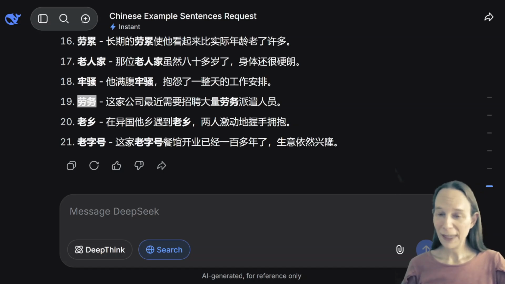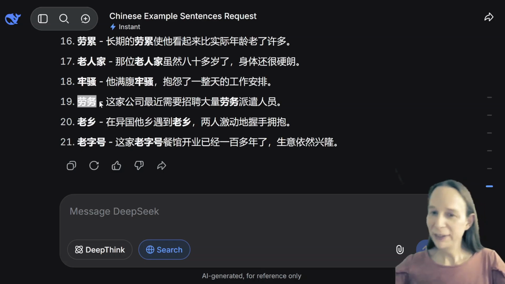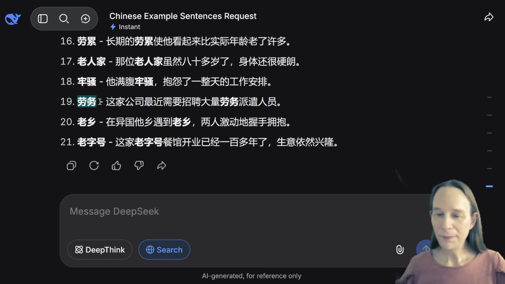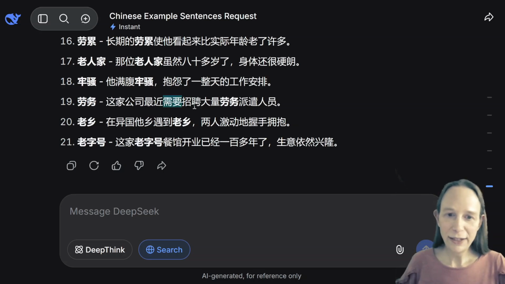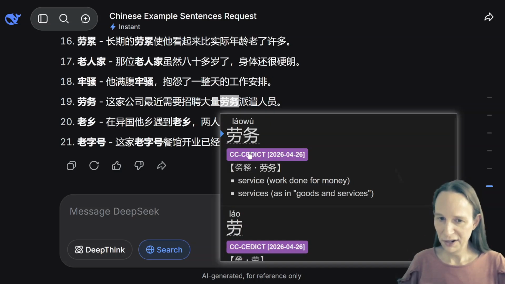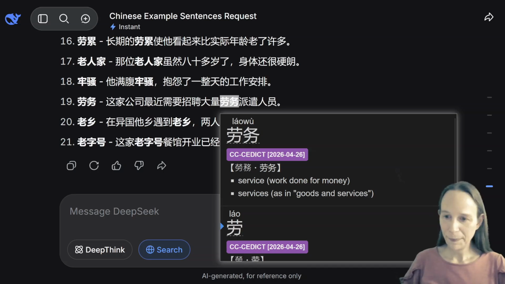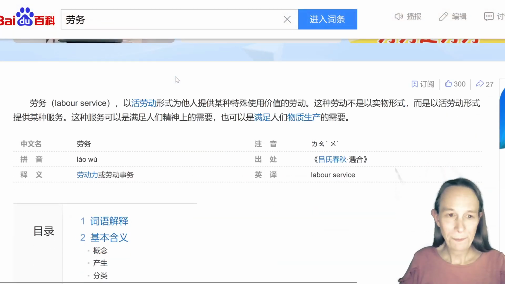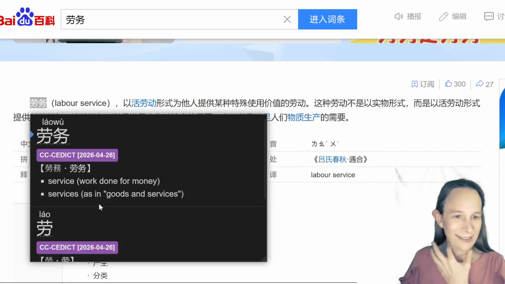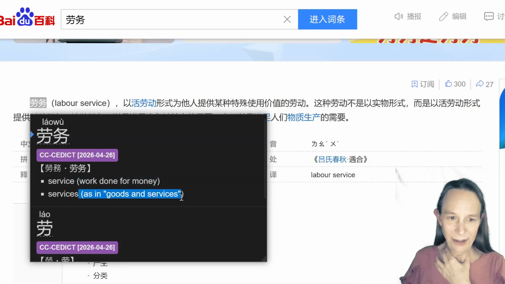劳务. It's the first time I've encountered it, but presumably it's labor work. It's the duties or work you need to do that have a form of labor. 这家公司最近需要招聘大量劳务派遣人员. 劳务. No. Service done for goods and services. What? 劳务. Labor service. What does that mean? Service, work done for money, services, goods and services.